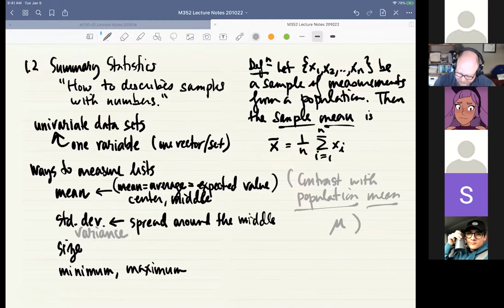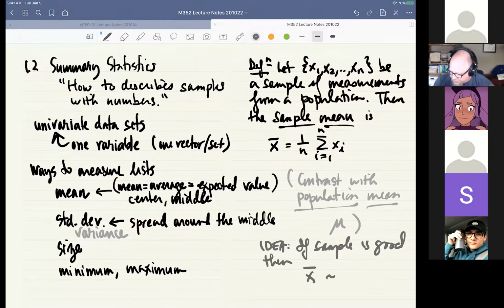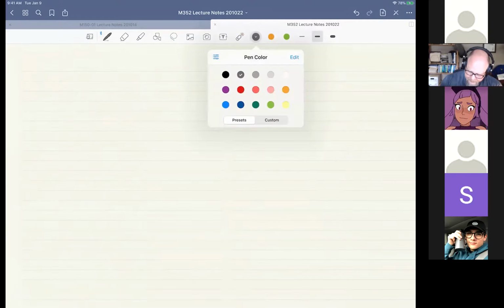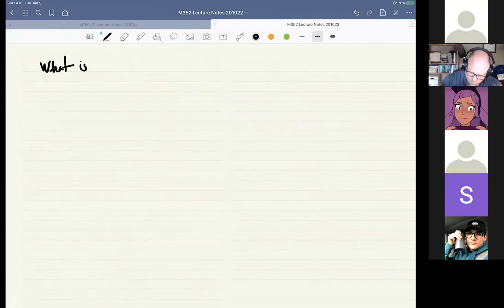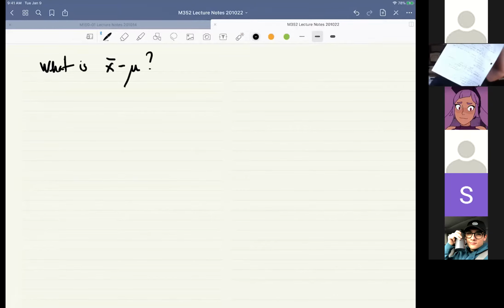Okay. And the idea is, if the sample is a good sample, then the sample mean is approximately equal to the population mean. But the population mean isn't something that we can calculate directly. We can only calculate that through a sample. And if our sample is good, then our sample mean is going to be close to that population mean. Okay? And here is our entree into doing statistics. The question in statistics is, what is the difference between the sample mean and the population mean? And how can we make that distance, that difference, small?